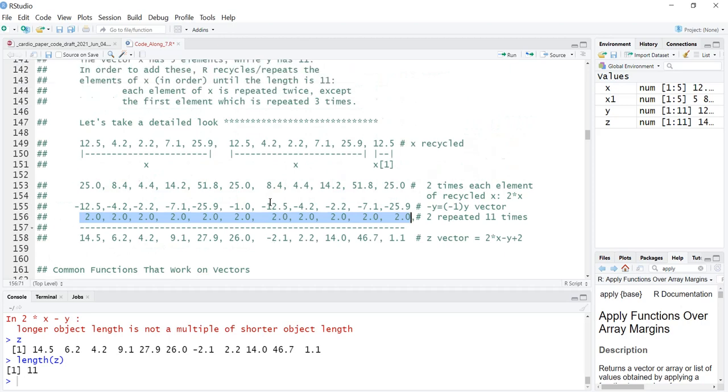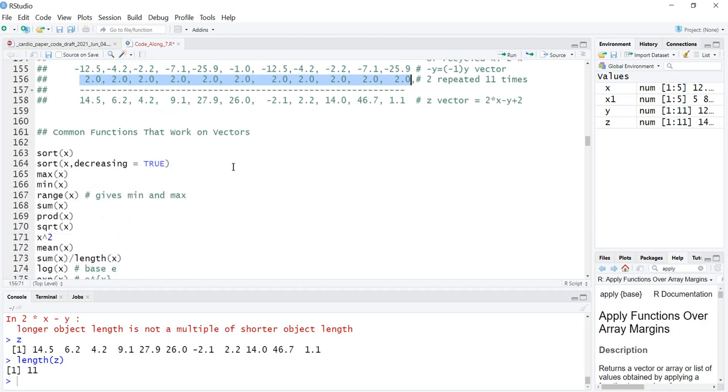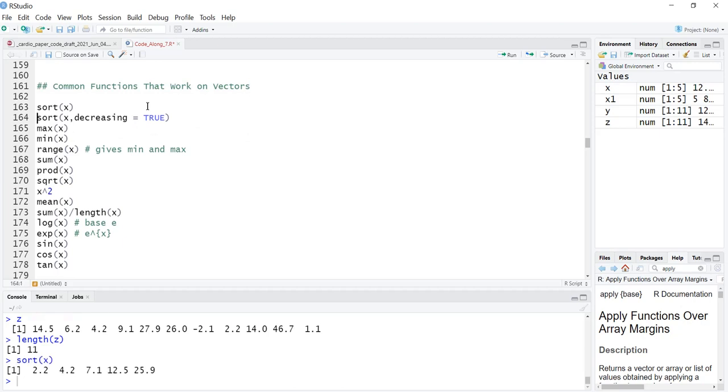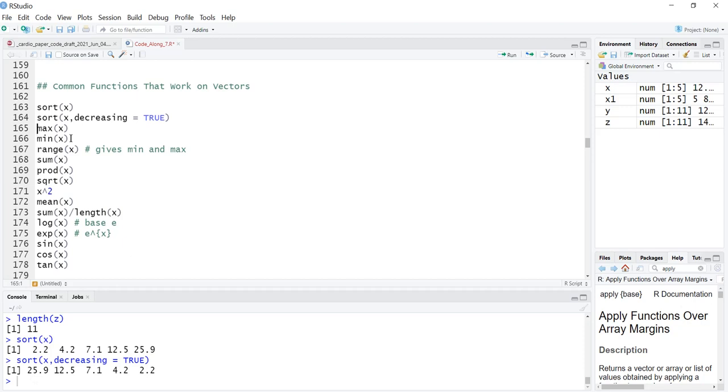Now, I'm not going to go over all these, but here are a list of some common functions that work on vectors, and we've talked about some of these. Here's the sort, okay? Here's the sort decreasing, right? Now, I didn't assign this to anything, I just did it, so this is not in memory anywhere. I had it print out, but I haven't assigned it to anything, so it's not in memory, okay? We've got the max, the min, the range. Look at the range. The range gives you the minimum and the maximum, not the difference between them, okay?